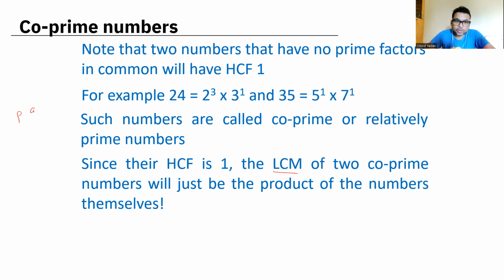So P and Q are suppose co-prime numbers. Product of the numbers is HCF into LCM, but HCF is 1. So LCM is nothing but product of the numbers. So in case of 24 and 35, if I want to find LCM, simply multiply 24 and 35 because you know they are co-prime, they don't have anything in common.